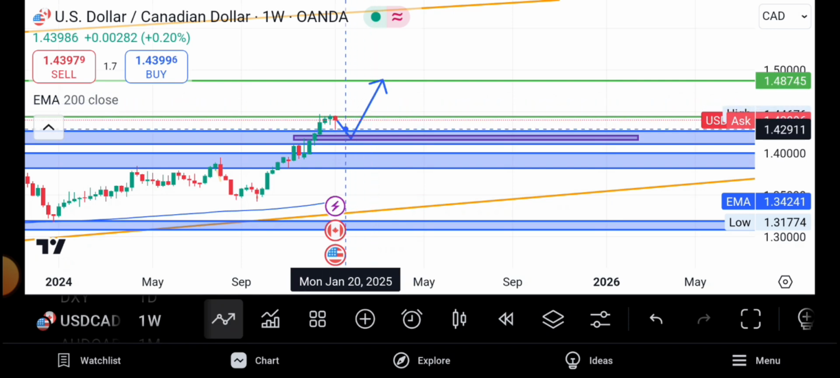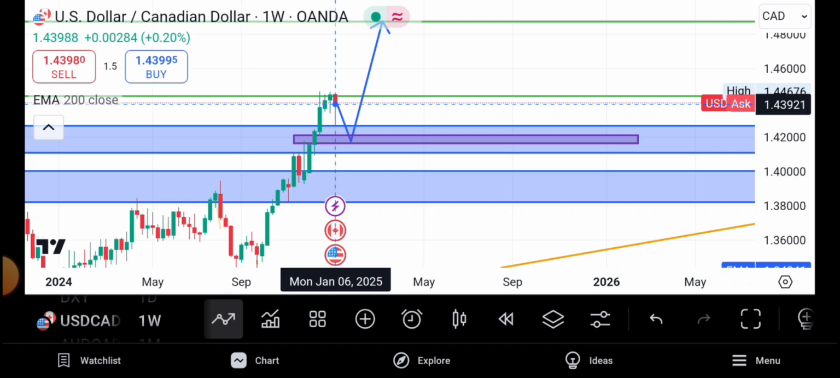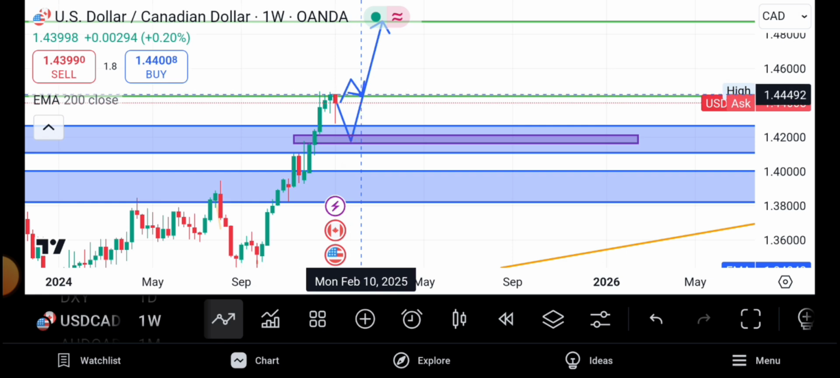Are we together? So my point of interest is here. If we see the market breaking that zone and retesting again like that, we are going to buy from this zone up to this zone.